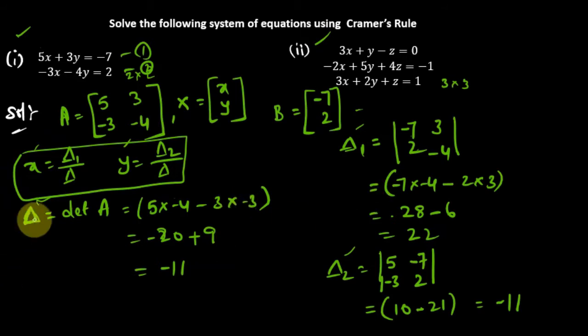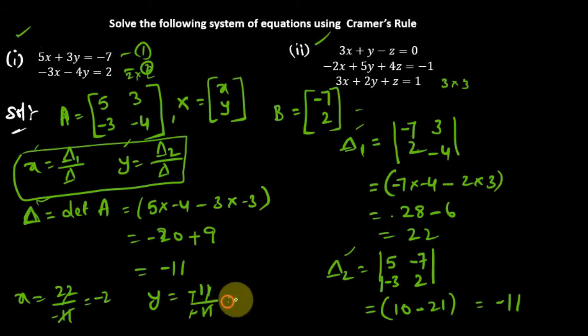So now I'll show you that here. x is equal to delta 1 by delta. Delta 1, how much did I get? 22 by delta, which is minus 11. So that is equal to minus 2. Similarly, y is equal to delta 2 by delta. Delta 2 is minus 11, and delta here is minus 11. So minus minus gets cancelled, therefore y is equal to 1. So x is minus 2 and y is 1.